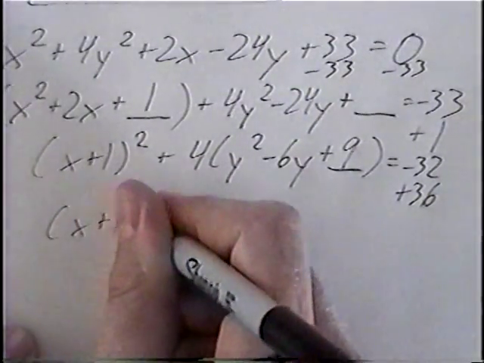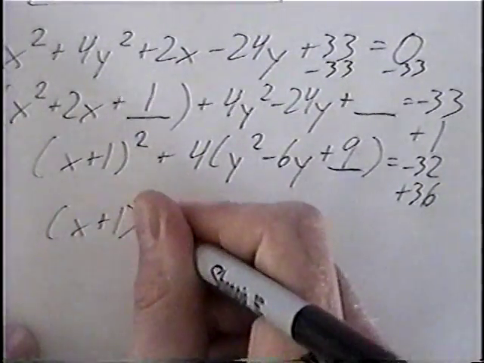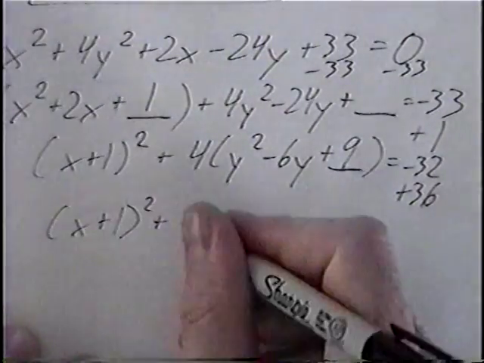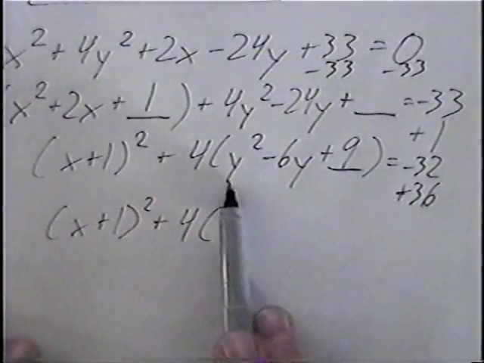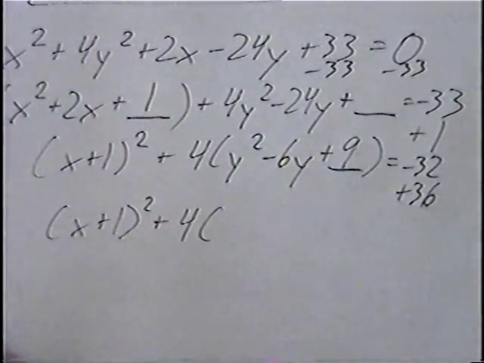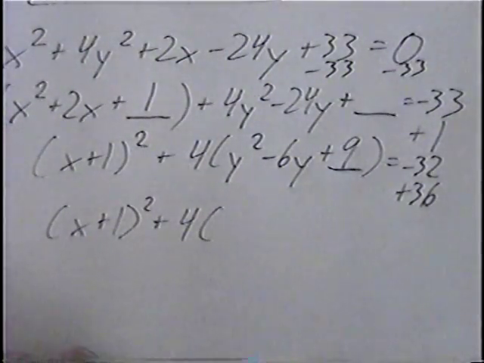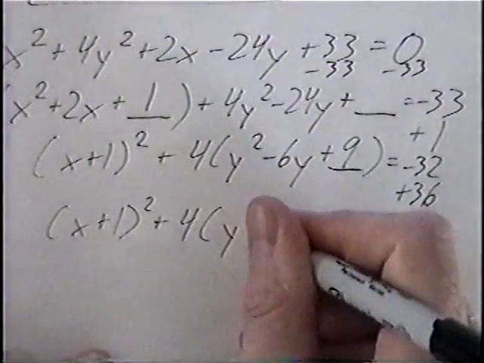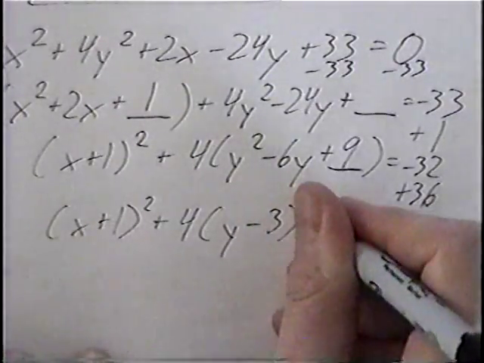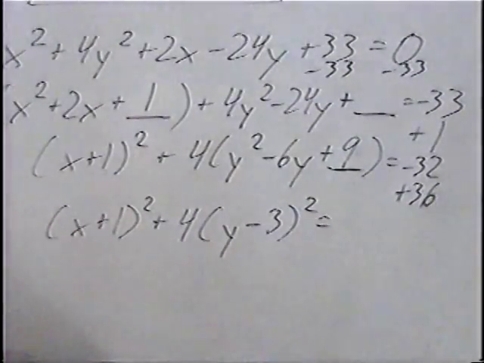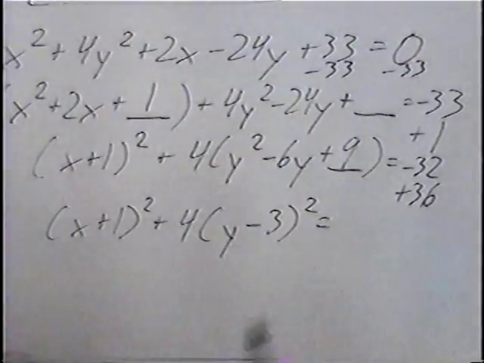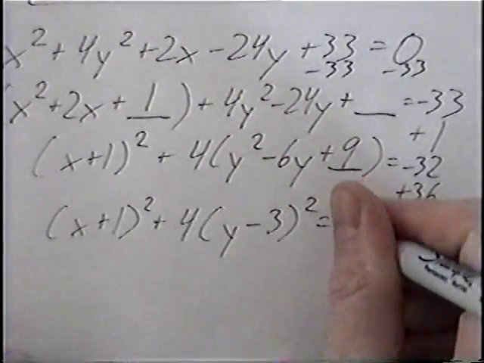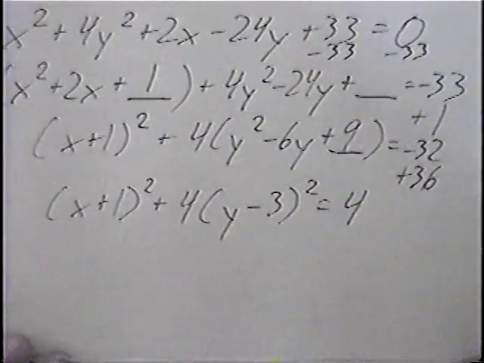Completing the equation, x plus 1 squared would come down. The 4 would also come down. Y squared minus 6y plus 9, we can factor. That would factor to y minus 3 squared equals. And negative 32 plus 36 would be positive 4.